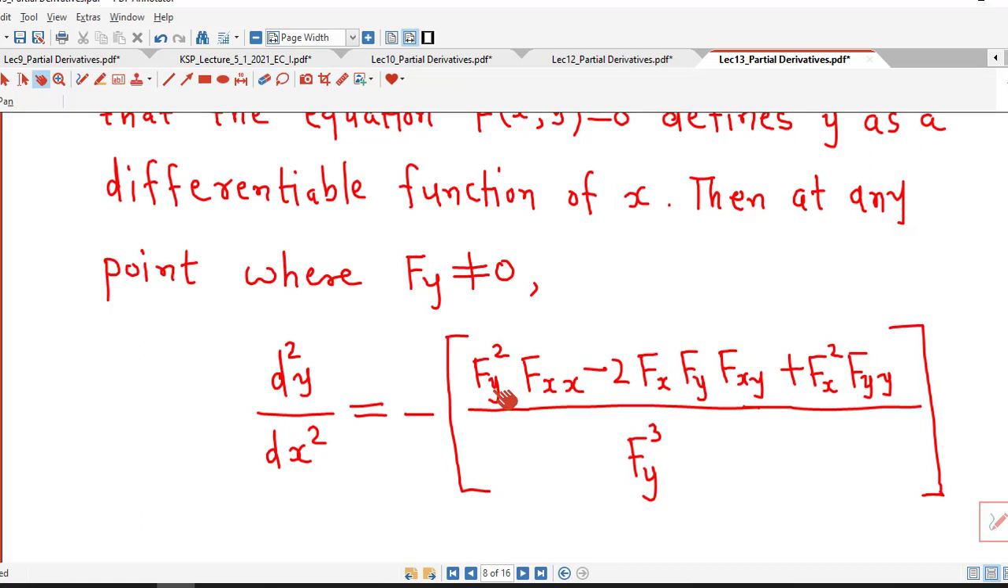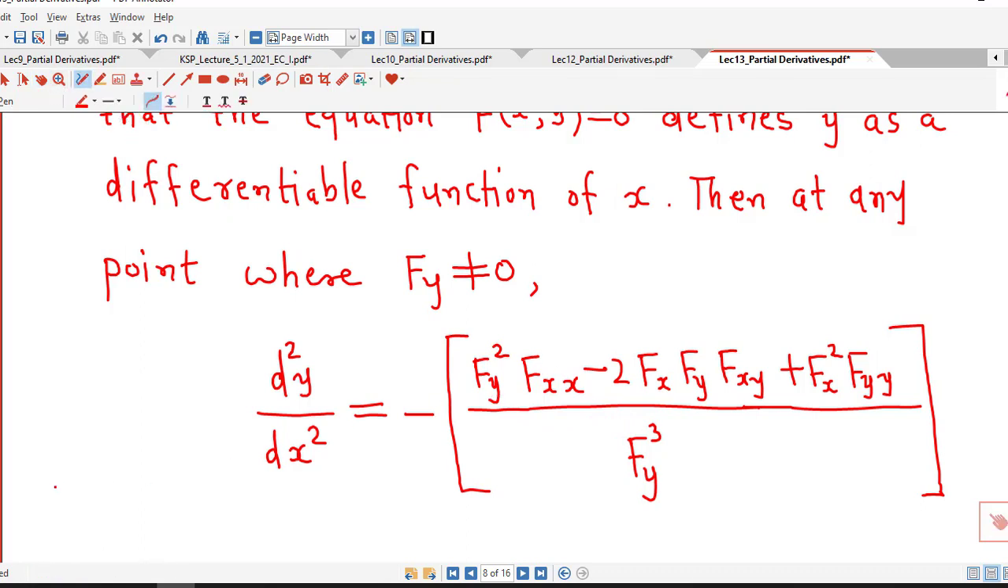So here we replace y by x, so we have the square of del f by del x, and here we have the second order partial derivative of f with respect to y, and here minus 2 times del f by del x into del f by del y into the second order partial derivative of f with respect to x and y. So we can remember it in this way.